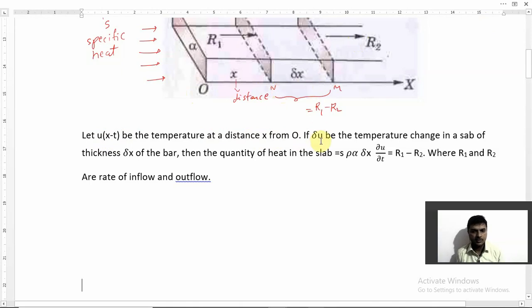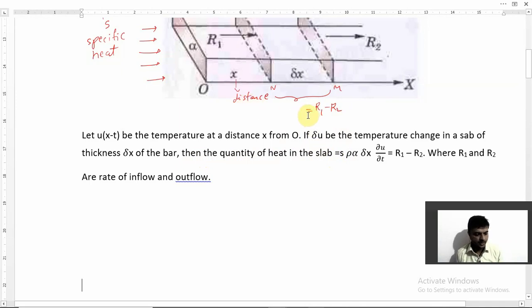So this is the change in the temperature, this is the change in the distance x, delta x, and u is the temperature. So the change in the temperature, delta u, we will take. So the thickness is delta x of the bar. Depending on how much distance it takes, that much change takes place in the temperature. Then the quantity of heat in the slab will be equal to, yes, what is the quantity you are going to change in this, friends?